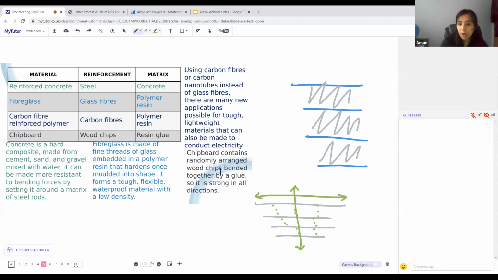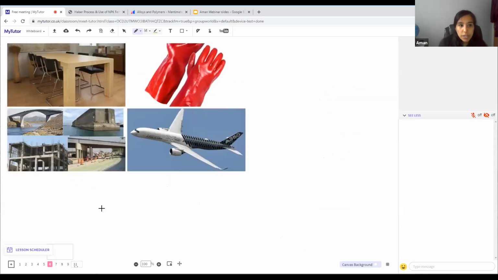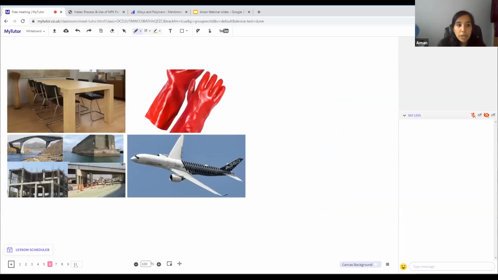So instead of being arranged in one direction, when we add in the glue, it's randomly arranged so that it's strong in all directions. So I'll just show you some of the uses. In the top left-hand picture here, the flooring is made of chipboard. This is wood that is strong in all directions. So instead of adding normal wood in there, we've got chipboard, which is strong in all directions, which is what you want for flooring.